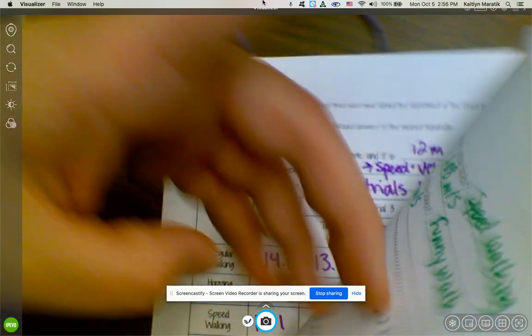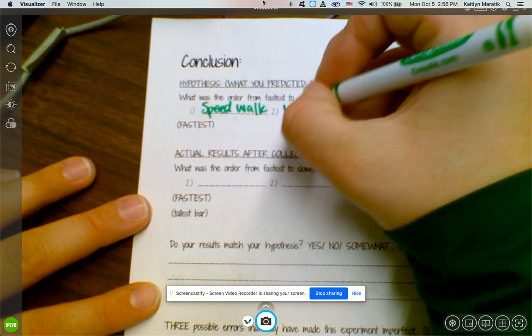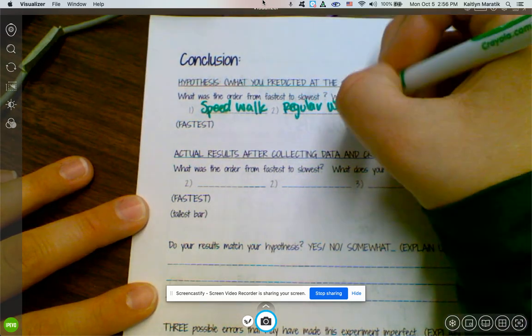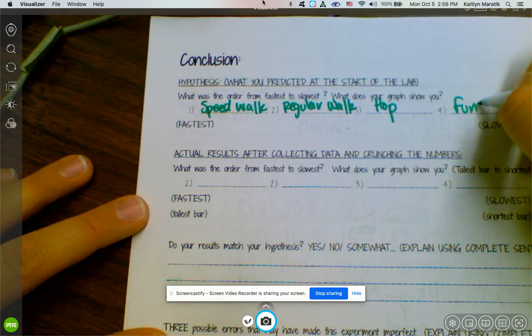Shoot. Miss Moronic can't remember the whole thing. Speed walk, regular walk, hop, funny walk.